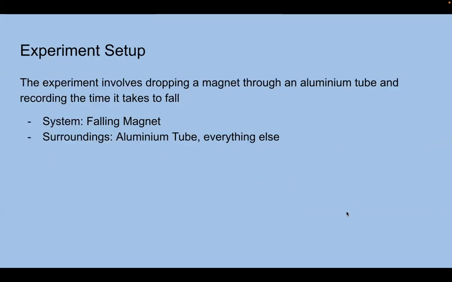So for the experiment setup, the experiment involves dropping a magnet through a tube of aluminum and recording the time it takes for the magnet to fall through. So the system will be the falling magnet, and the surroundings are the aluminum tube and everything else.